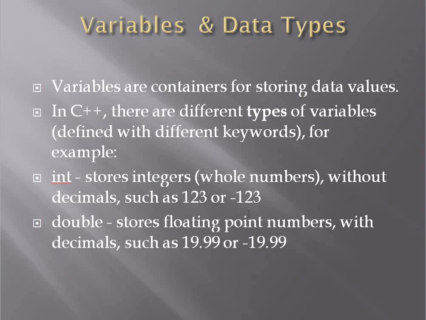For example, int stores an integer value without decimal, such as 1 to 3 or minus 1 to 3. It means in an integer variable we can store whole numeric values. Then double stores floating point numbers with a decimal, such as 19.19 or -19.90. If you want to store a decimal value, you use the double data type for that.